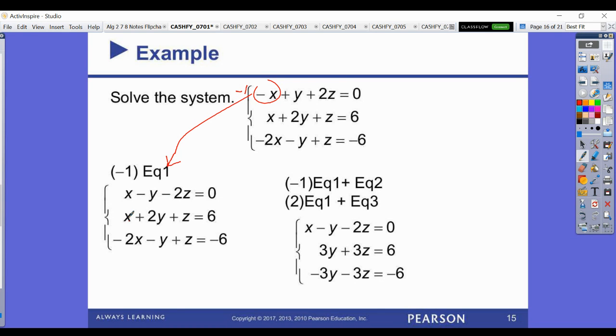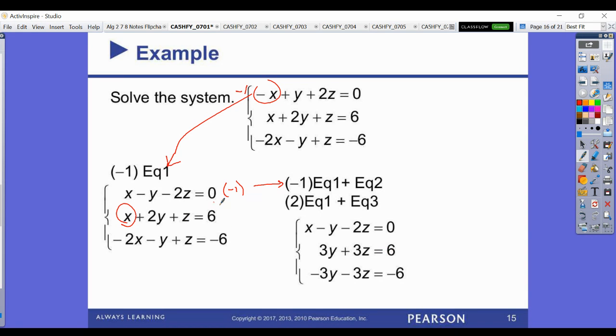And now we're going to try to get a 0 here. So if we get a 0 here, we want to take equation 1 times -1 and add it to equation 2. So -1 plus this is 0. -1 times this is 1 plus 2 is 3. 3 plus 1 is 3. And 0 plus 6 is 6. So that gives me that equation.